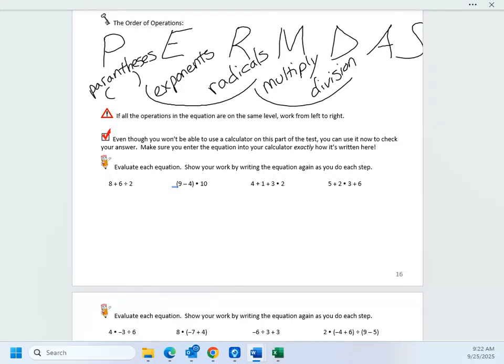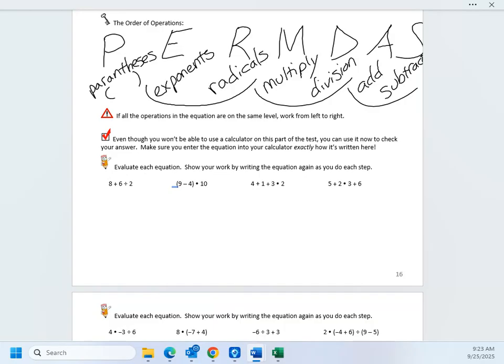The last two are our last two operations. A for addition, S for subtraction. And those two are opposites. 5 plus 3 equals 8. 8 minus 5 equals 3. Right? They go back and forth. So again, we go back to the beginning of your equation. You go left to right. It's whichever one you hit first.